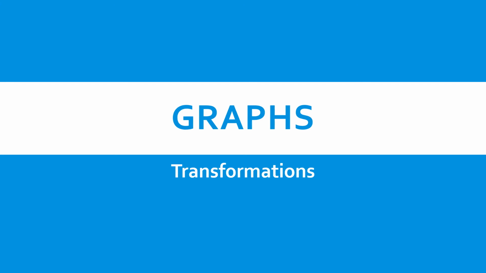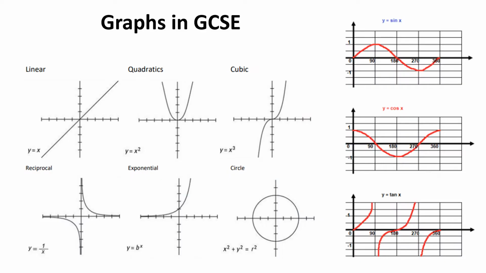So now we've looked at all the basic shapes of graphs, it's time to see what we can do to them. We're going to transform some graphs today. So here are the 9 basic graph types that we should be familiar with, and this is what GCSE ultimately can test your knowledge of.